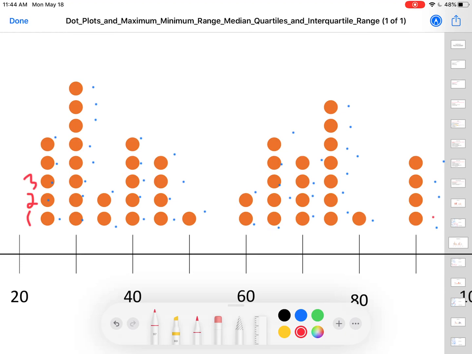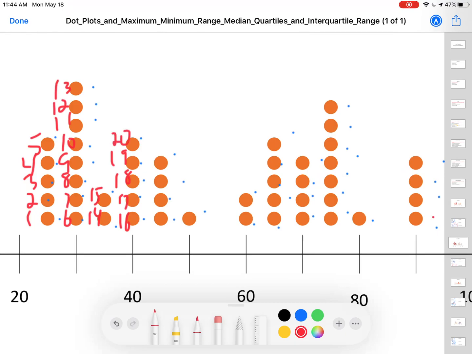1, 2, 3, 4, 5, 6, 7, 8, 9, 10, 11, 12, 13, 14, 15, 16, 17, 18, 19, 20, 21, 22, 23, 24, and 25. Draw a line halfway between them.